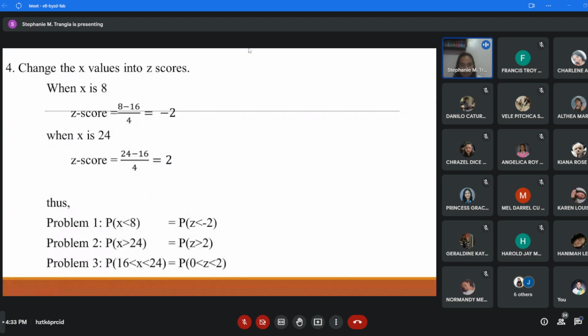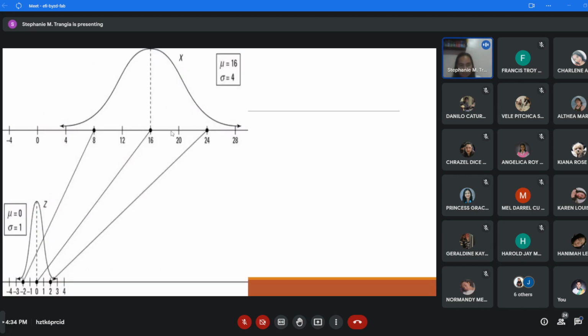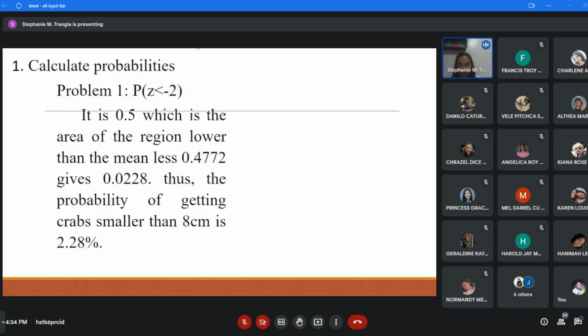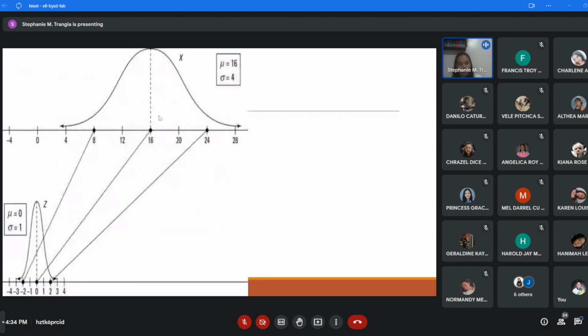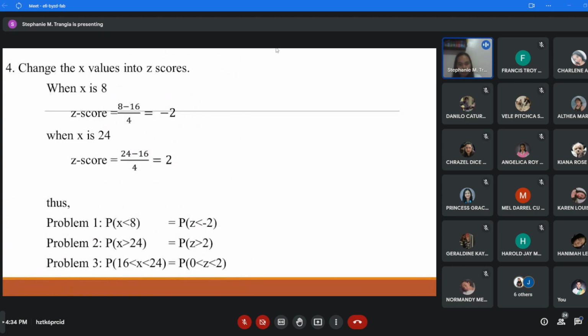the probability of x lesser than 8 is also approximately 0.0228 or 2.28%. Take note of that. Next, we go to z greater than 2. So that's 2.28%. So, basically, the answer for number 1 is the probability of getting crabs smaller or less than 8 centimeter is around 2.28%. Next, let's take a look at probability of z greater than 2.